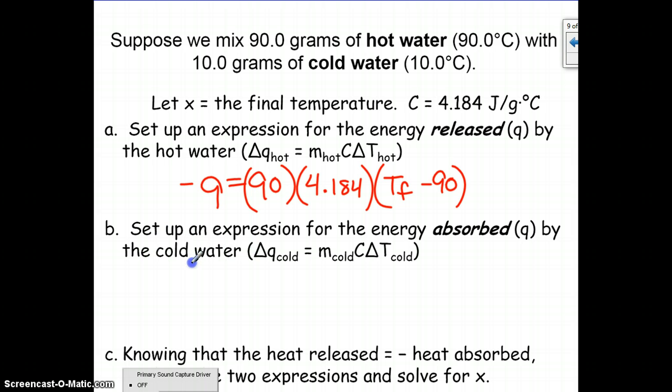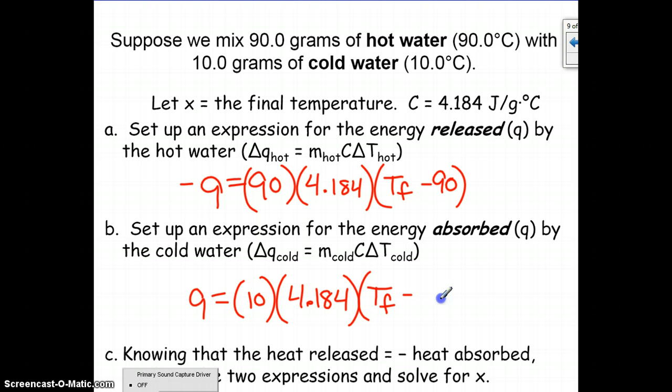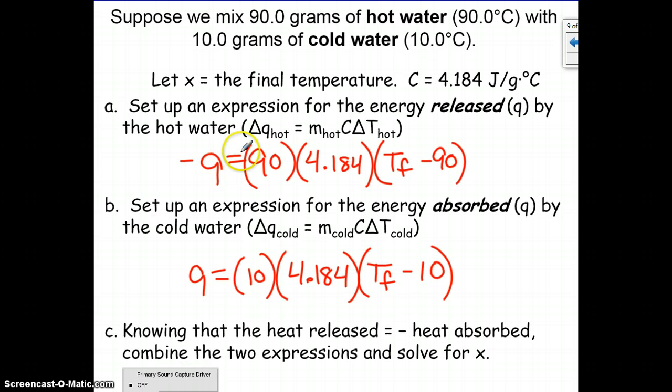All right, now we're going to do the same thing but for cold water. So cold water is going to gain energy, so it'll have a positive Q. There were 10 grams of cold water. Specific heat is the same, 4.184. We're going to be finding T final in just a second. And the initial for the cold was 10. All right, so what you want to do is move that negative over to make the Q positive. Now you have Q.